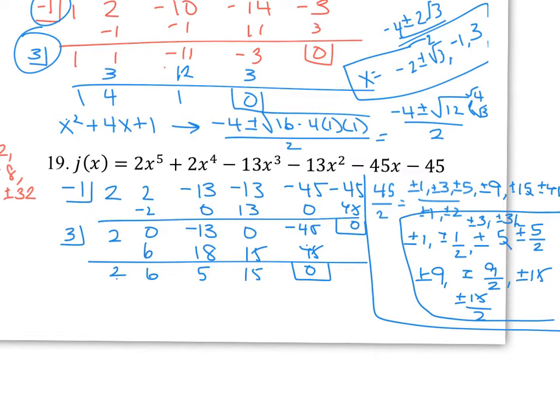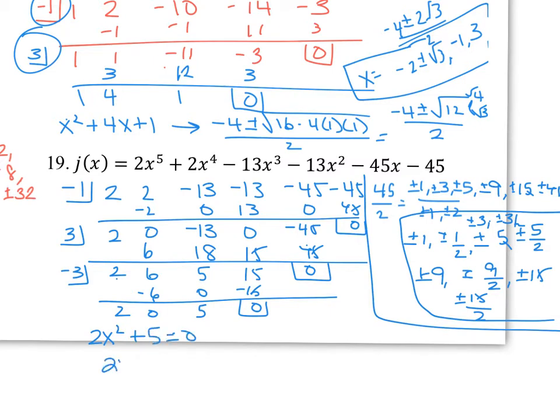So I gotta try one more. Alright, well, let's just take a stab and try -3. 2, -6, 0, 0, 5, -15. Huzzah! So now I have 2x squared plus 5 equals 0. So I can easily solve this. I get -5. Now I have -5/2.